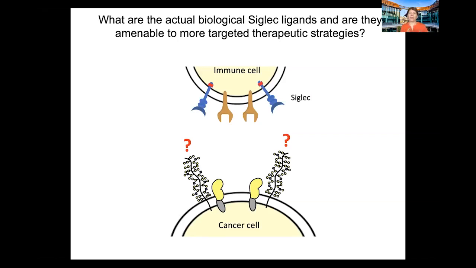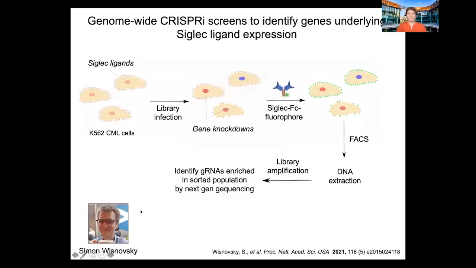But meanwhile, we thought we could do a better job at more refined treatments if we could understand more about the actual ligands that support Siglec binding in vivo. And could we make therapeutics that were more specific for a subset of Siglecs instead of stripping the sialic acids off, which would affect all of the Siglecs? So toward this end, my postdoc, Simon Wisnowski, took a CRISPR screening strategy to identify the genes that were important for the biosynthesis of the ligands for individual Siglecs, to get more insight into what constitutes their ligands in the context of cancer cells.